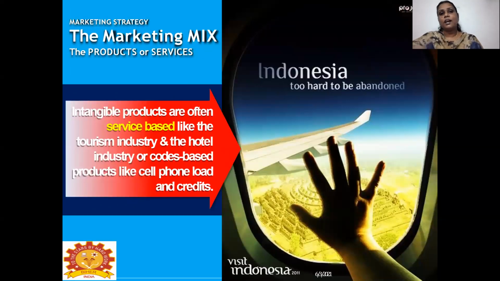Now, these products and services are intangible. Intangible products are often service-based, like the tourism industry and the hotel industry, code-based products like cell phone load and credit, your banking and insurance services, your financial services, your software companies. All these are services which are intangible, not physical, which cannot be felt but can be experienced.